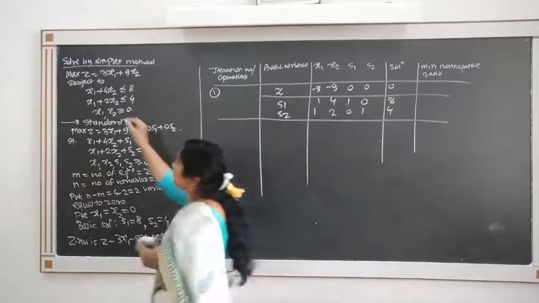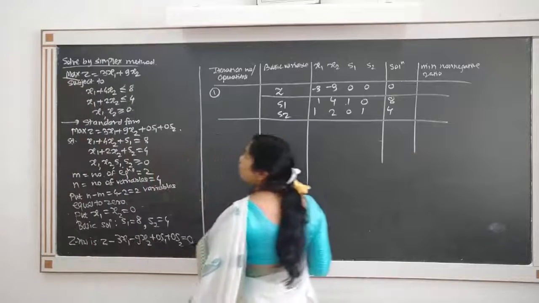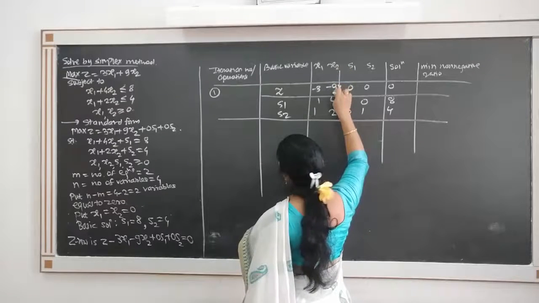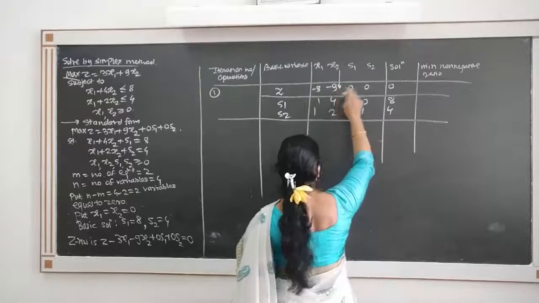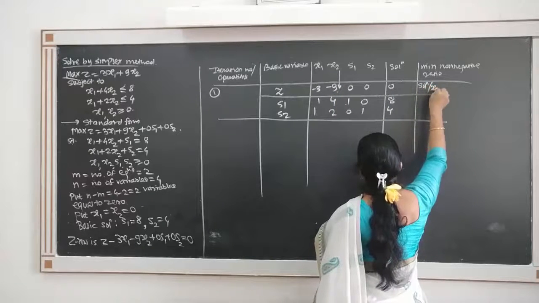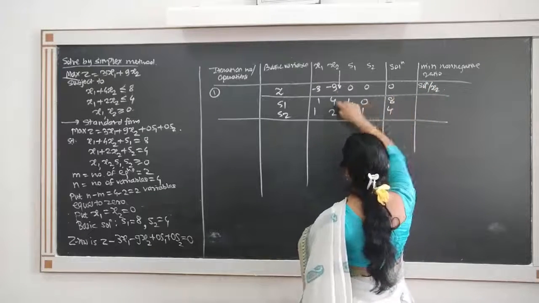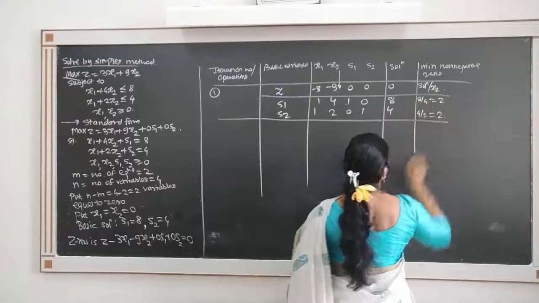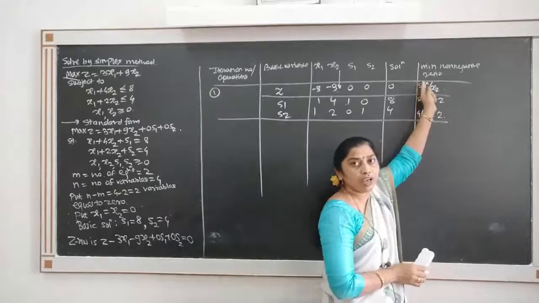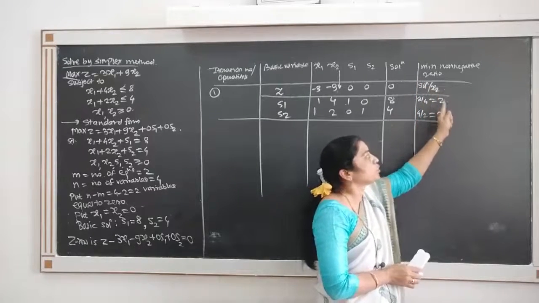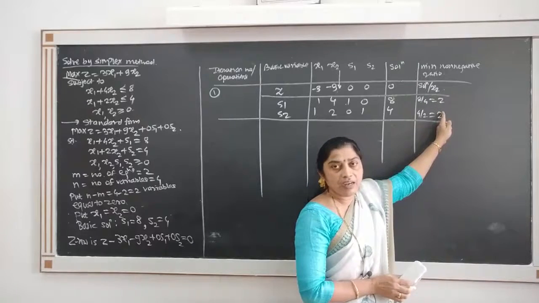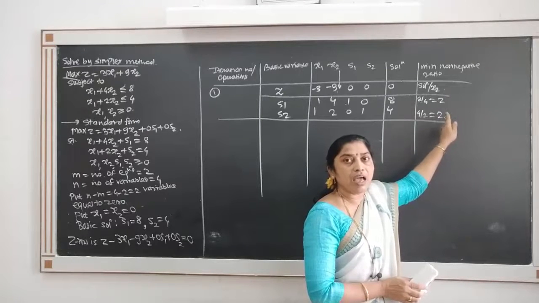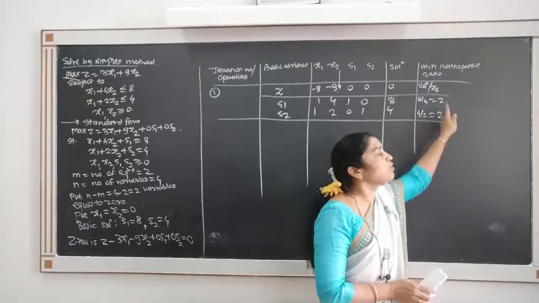Because the problem is maximization, we require the most negative z row coefficient. Most negative is minus 9. So x2 is the entering variable. Divide solution by the x2 column, that is the entering variable column. 8 by 4 equal to 2 and 4 by 2 is equal to 2. We require the minimum non-negative ratio. But here both ratios come to be the same. We say that a tie occurs here. We can break the tie arbitrarily. Breaking the tie arbitrarily means we are able to choose any one of these.